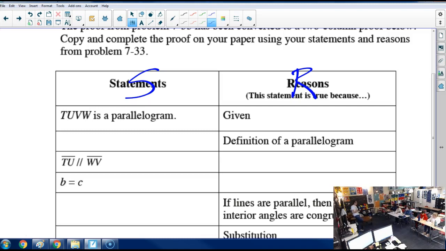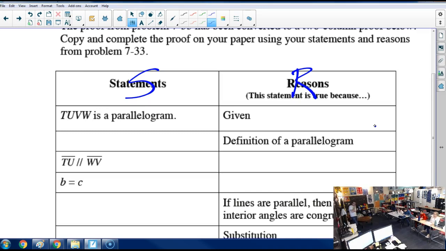The reason is what is justifying the statement we just made as being true. So we say something, then we back it up. Then we say something else, and we back it up. Once we say something up here, we are able to use it as an assumption down here. So the statement in step 2 can be used as an assumption later on in the proof. Does that make sense? Because we've given a fact of why it's true. If TUVW is a parallelogram, that's given.